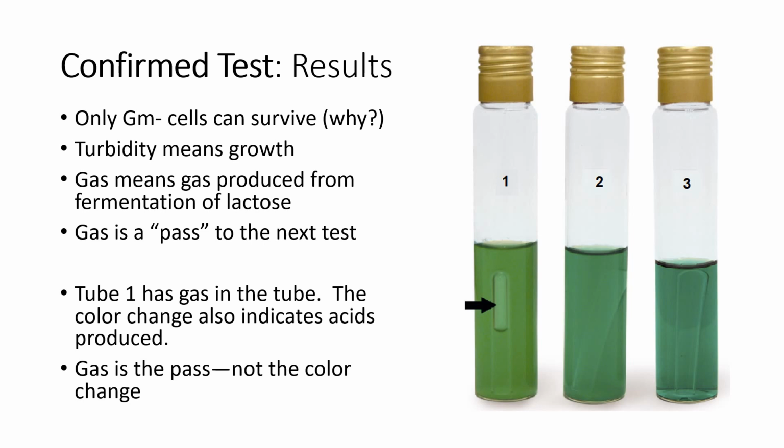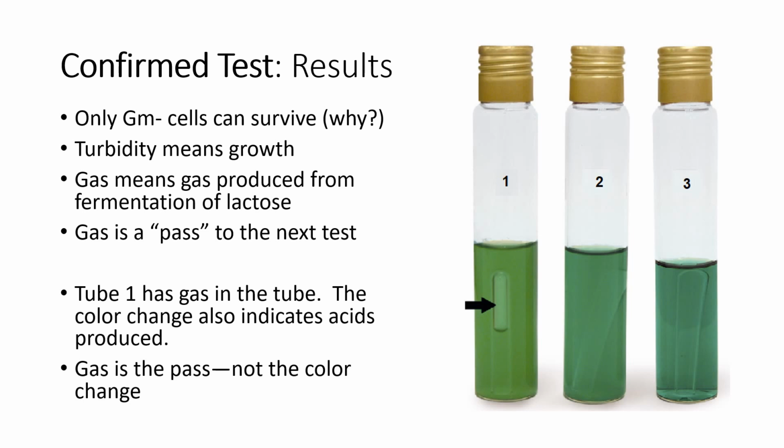Okay, so if we look at these tubes here, what do we see? Which one has gas? Only tube number 1. So you would only have gone forward and done 1 tube. I'm just saying if you looked at 3 people's tubes together, say. Only gram negatives can survive here. So this tube here, I don't see any turbidity or change or whatever. Now remember, the only reason I could have gone forward is if I had gas.